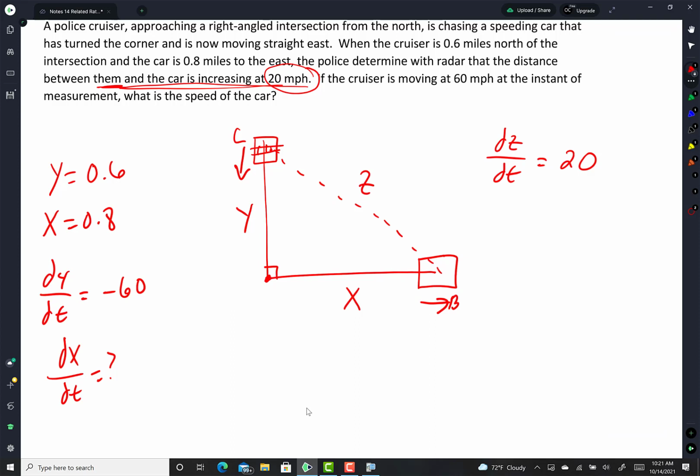Well, I mean, who knows? Maybe he didn't do anything bad, and the cop is just chasing them just for fun or something. Okay. All right, are we okay so far, guys? Any questions about the directions or anything?